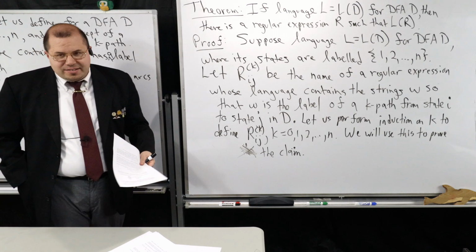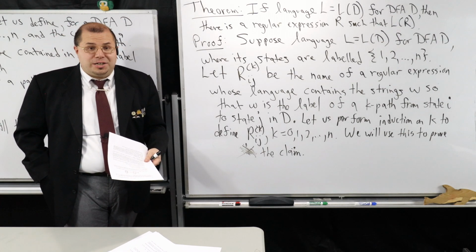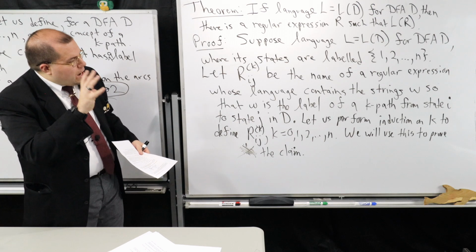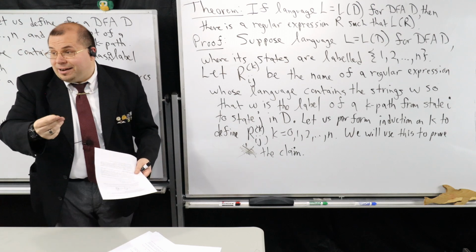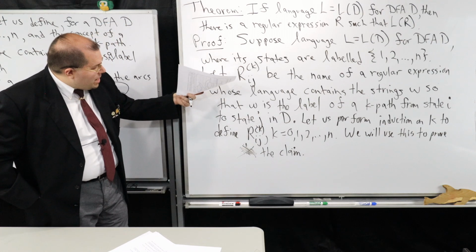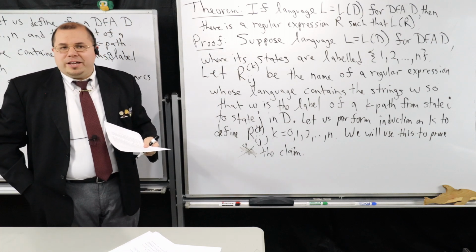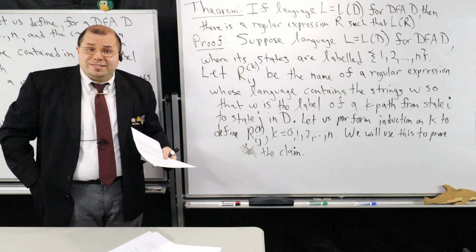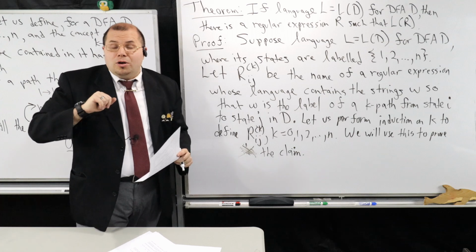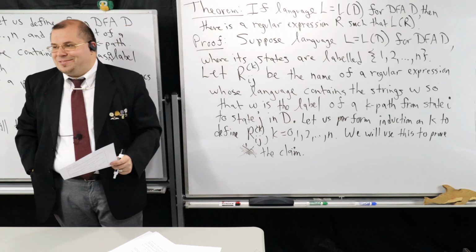So we're just going to do induction on k. Remember, this is the k from the k-path definition. The intuition you want to have is that we want to work our way up to when k is equal to n. And if we can identify the correct R_ij^k for each one of our paths from a start state to a final state, we can take those expressions and perform union operations along them. That's going to be the idea.